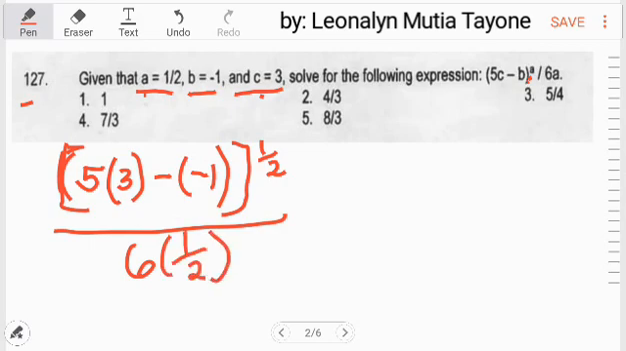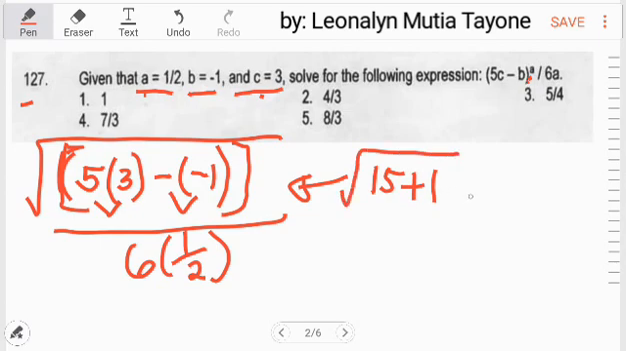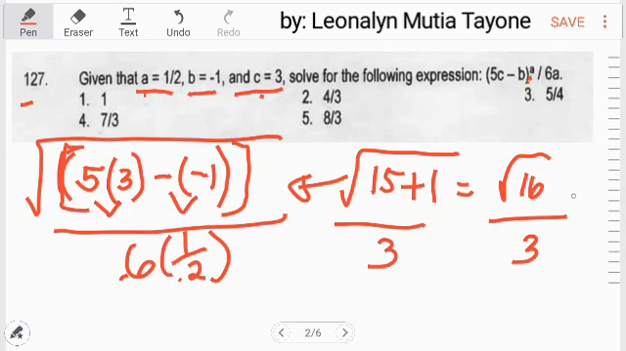Okay? Next. Itong exponent na 1/2, that means square root nitong lahat. Square root of nito. So, ang next natin gawin ay isolve muna natin itong nasa loob. Okay? This is 15. And this one is plus 1. Negative times negative, that is positive. So, this is 1 plus 1. So, magiging square root of 16 over 6 multiplied by 1/2, that is 3. So, kopyahin natin si 3 dito. Square root of 16, that is 4. 4 over 3. So, ang sagot dito ay 4 over 3.